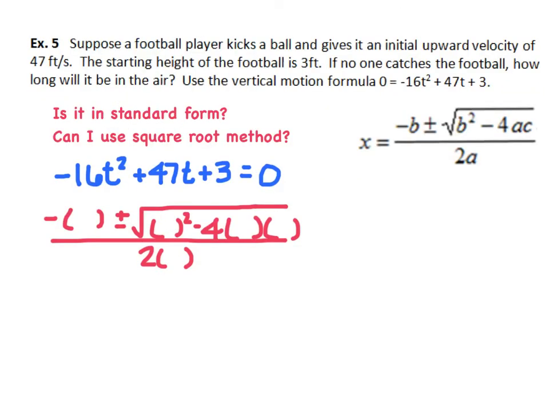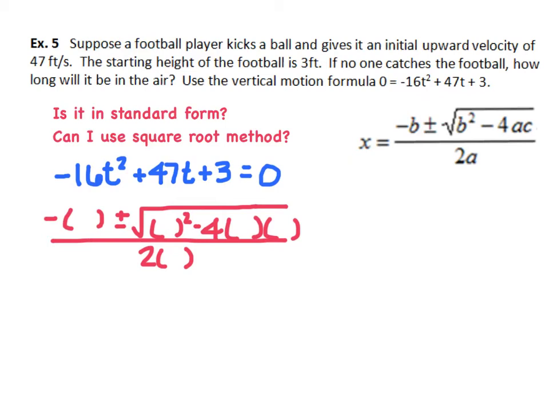Suppose the football player kicks a ball and gives it an initial upward velocity of 47 feet per second. The starting height of the football is 3 feet. If no one catches the football, how long will it be in the air? Use the vertical motion formula, which is 0 equals negative 16t squared plus 47t plus 3. So notice you can always think about the t's as x values.